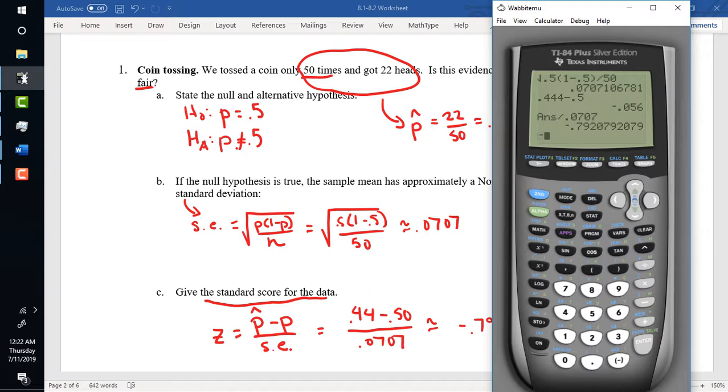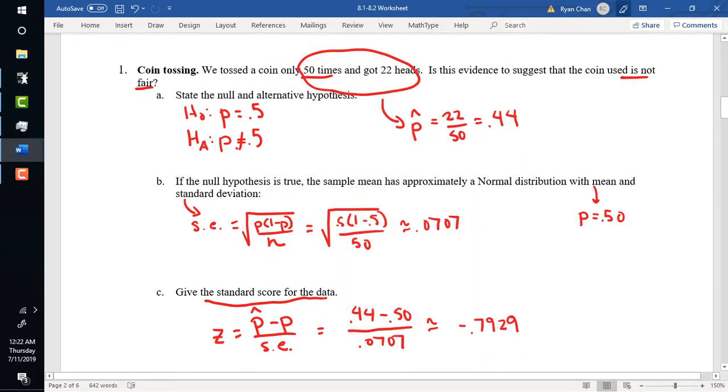Oh, sorry, 0.4 minus 0.5. Sorry about that, guys. Okay, this is, sorry, negative 0.85. My apologies. I'm rounding two places over.